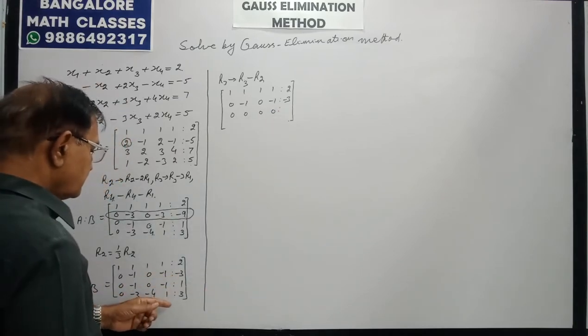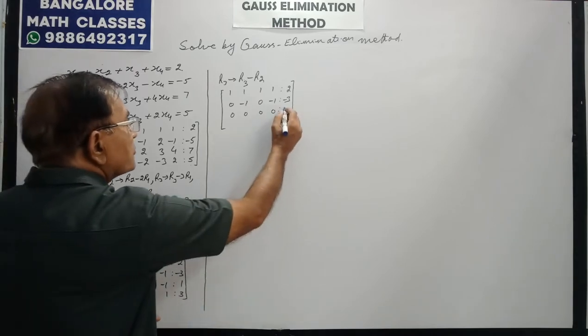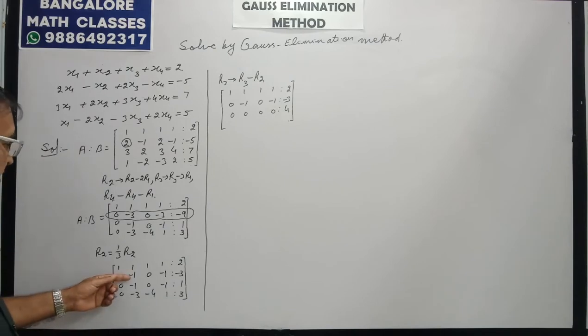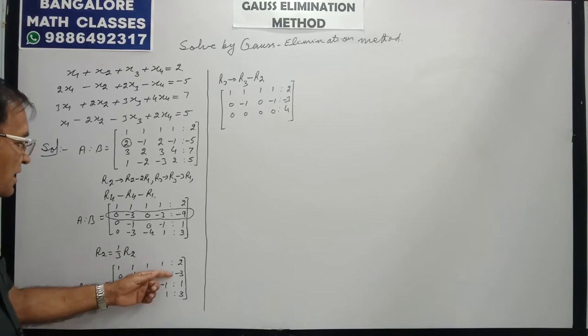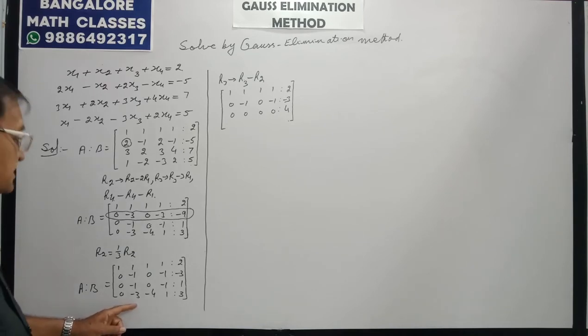Subtract means 3 plus 1, 4. Subtract means change the sign and add. Change the sign and add. So this is what I will get. Now I want 0 below this also.